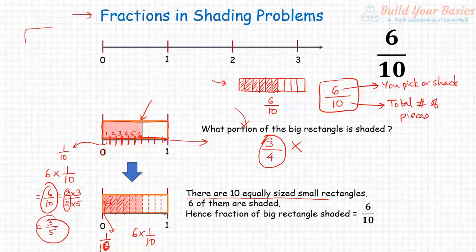So here the question is, what portion of the big rectangle is shaded? So you're interested in what portion is shaded. So put the number of blocks that are shaded and put the total number of blocks. But one important thing here is they should all be of equal size. For example, if I have a problem like this.